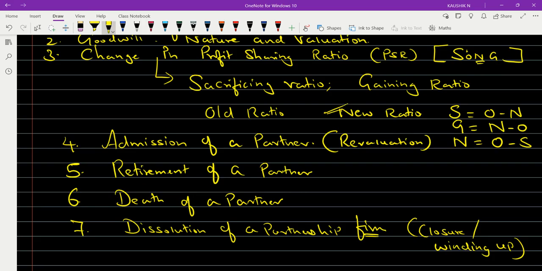Whatever you learn in the change in PSR topic in chapter 3, the same will be applicable in admission, retirement and death, all those remaining chapters also, but with slight modification, an acute difference. You will only study a small point variation, not a drastic change. If you understand the change in PSR topic in chapter 3 well, then chapters 4, 5 and 6 are nothing. The next one is dissolution of partnership.